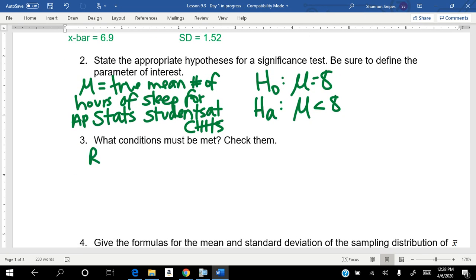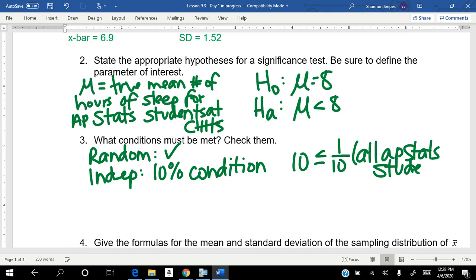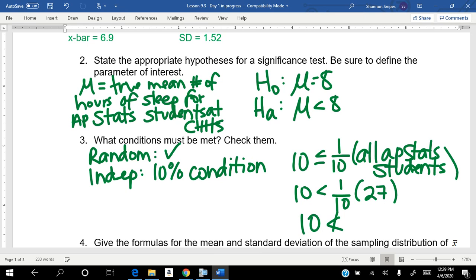What conditions must be met? Of course, random. And yes, you guys were chosen at random. Check. Independence, which is our 10% condition. Got a little problem here. Because I picked 10 of you, is that less than or equal to 1/10 of all AP Stats students? Well, technically no, because my class has 27 students, and 10 is definitely not less than 2.7. So our independence condition has been violated. When we finish this and make our conclusion, I'm going to make that comment I mentioned when we did the proportion significance test, about how we're going to be cautious of these results because the independence condition was not satisfied.